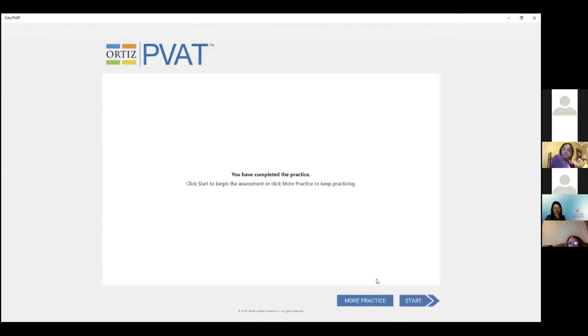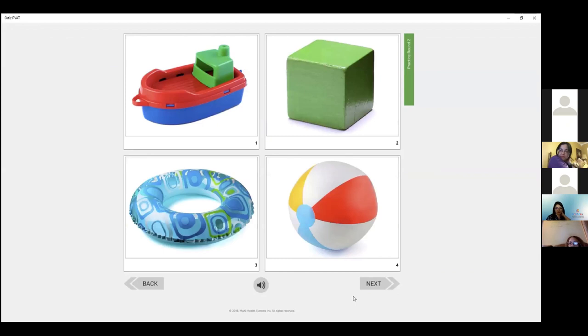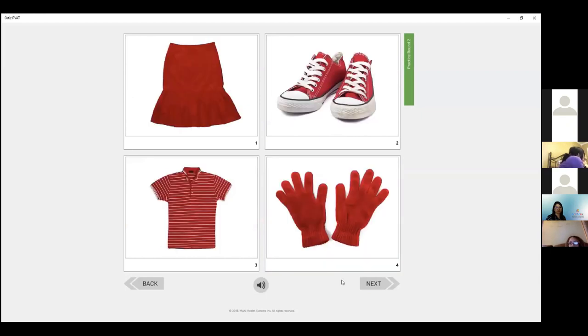Okay, so this is the other practice, ball, it said ball. Shoes.